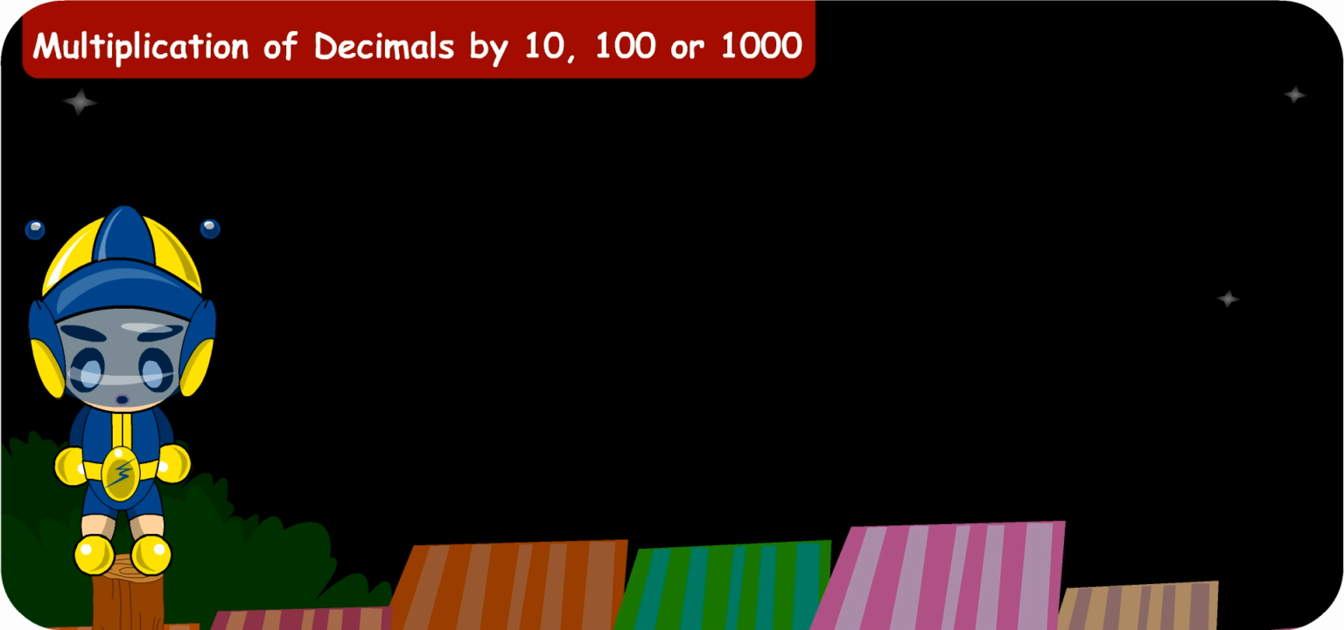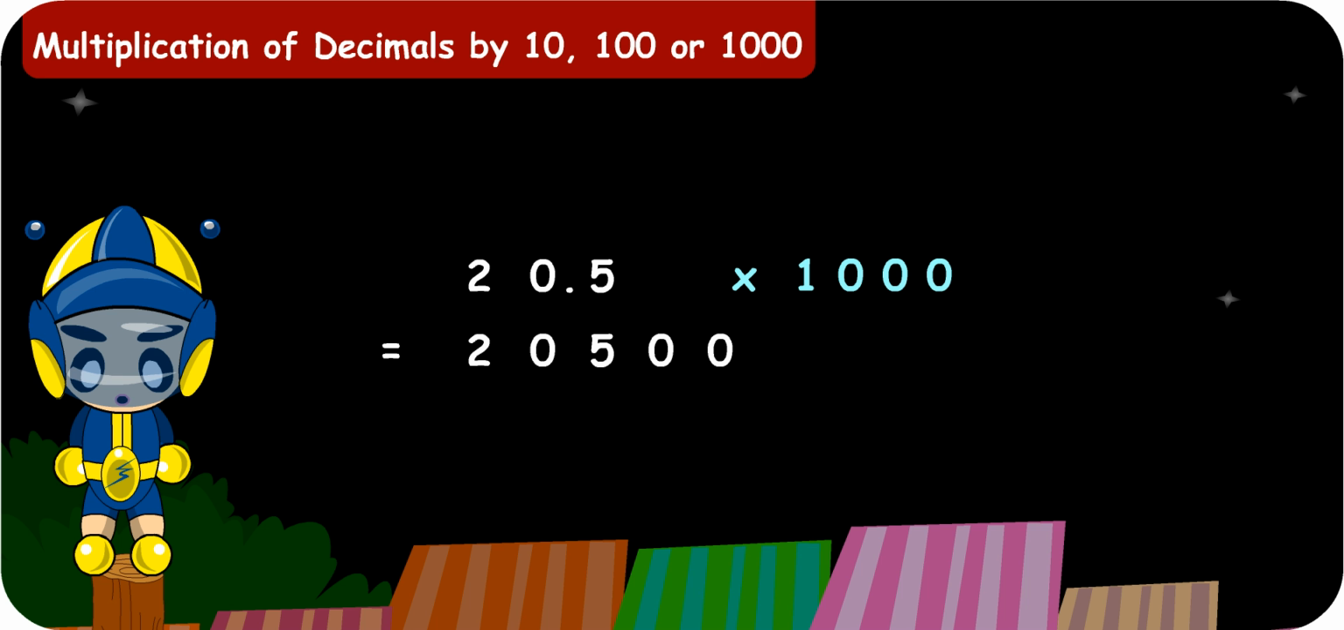Now try this. What is 20.5 times 1000? 20.5 times 1000 equals 20,500. To multiply a decimal by 1000, I move the decimal point 3 places to the right. I put a 0 in each empty space.